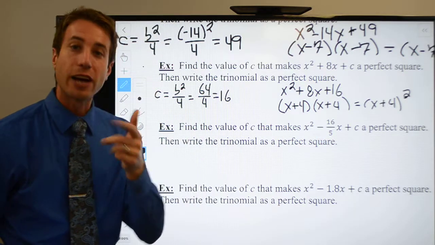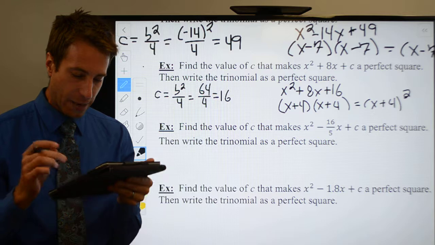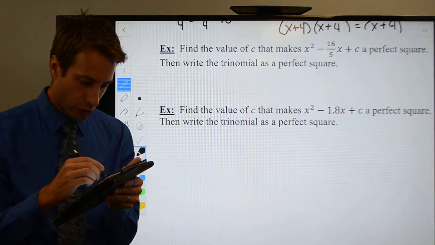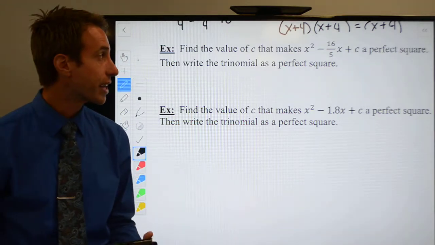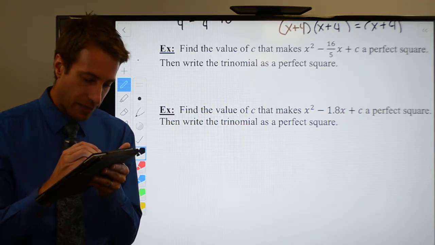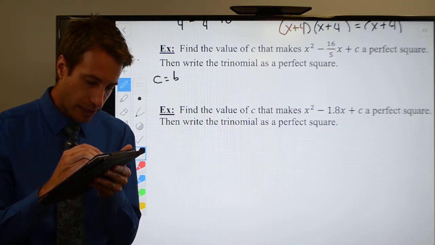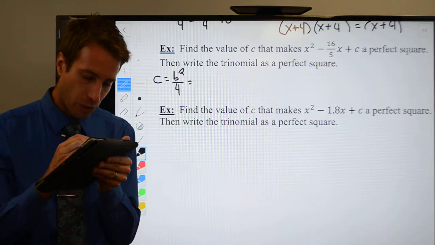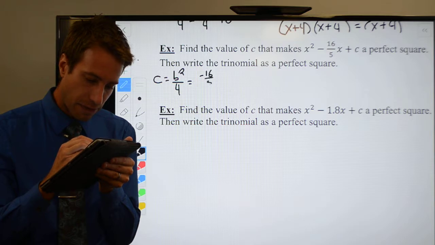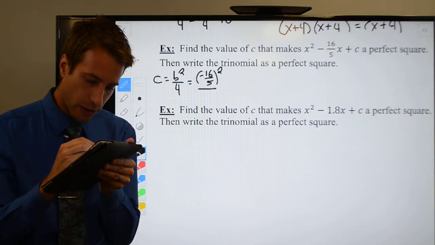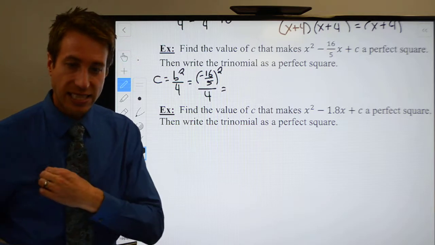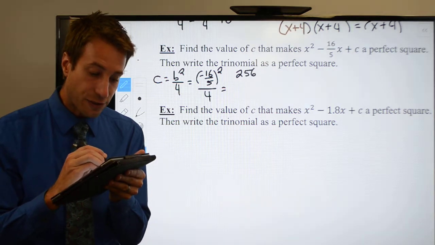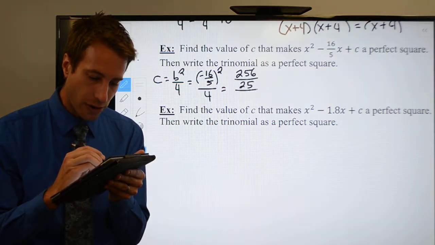Slightly trickier. Now you've got a fraction. That's okay. Don't let it freak you out. Here's what we're going to do. Just show all your work. Don't fat finger something on your calculator, and you're going to be just fine. C is going to be equal to b squared over 4. Well, my b is a negative 16 fifths. So I'm going to have a negative 16 fifths, which I will square. It's all over 4. Okay, so 16 squared, we already did that one. It's 256. 5 squared would be 25, and that's all divided by 4.